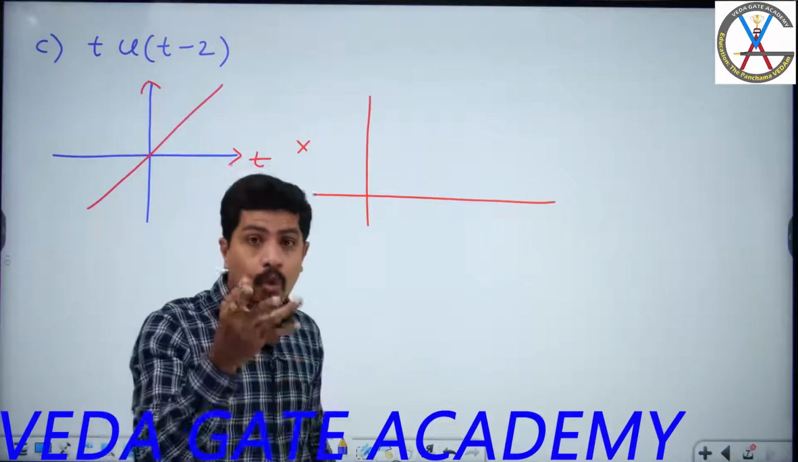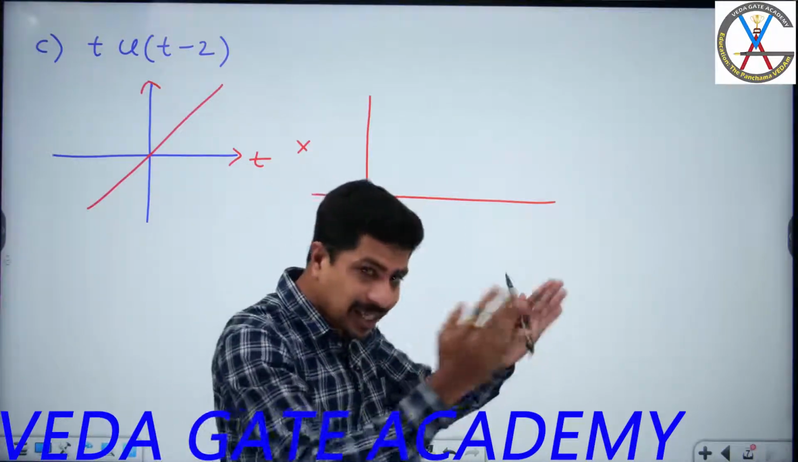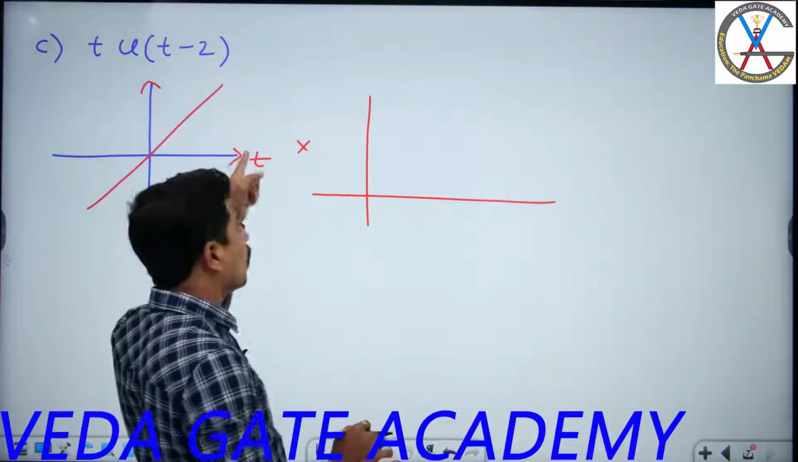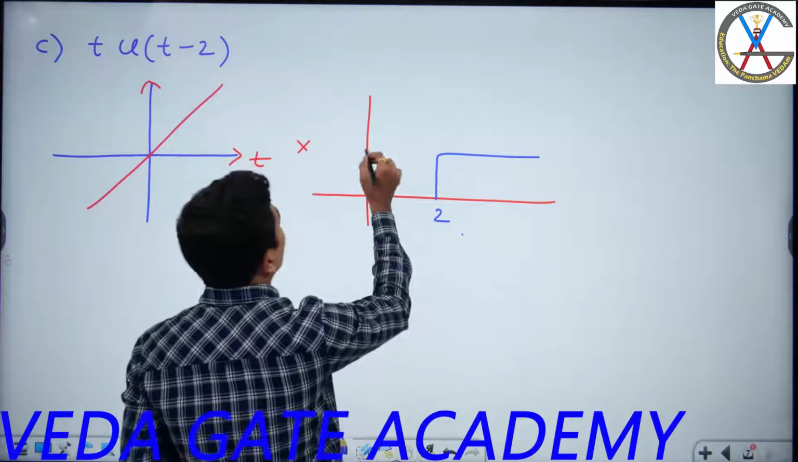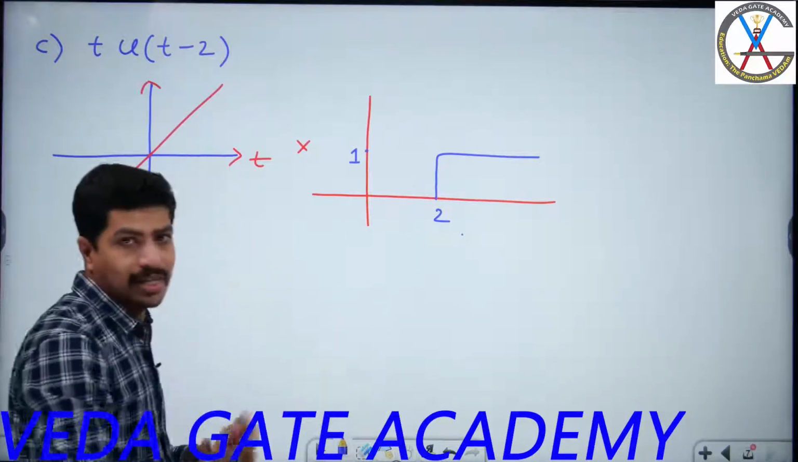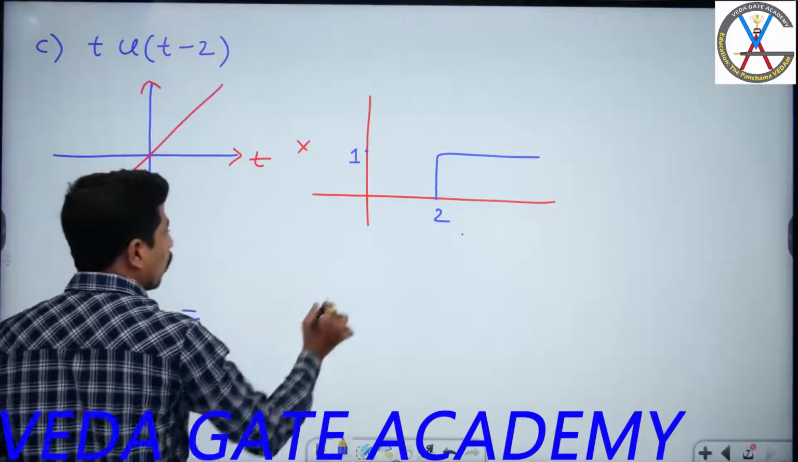I told you, if you want to know where the signal is starting, make that bracket term equal to 0. t minus 2 is equal to 0, so at t equal to 2 it is going to start. Before t equal to 2, what is the value? 0. From t equal to 2 onwards, its value is 1. Yes or not? Now, if you multiply these two, what are we going to get?